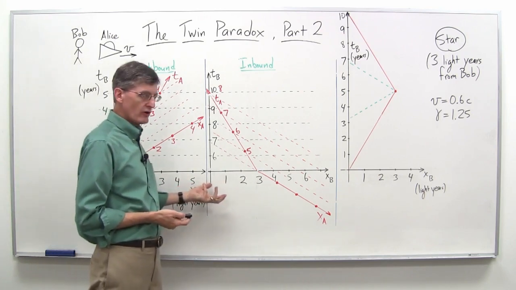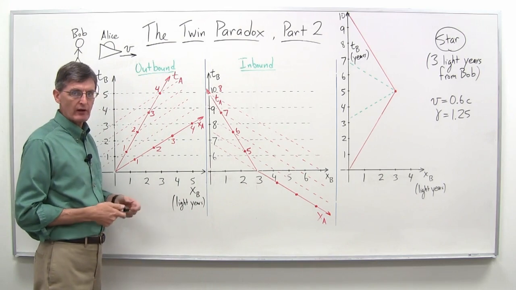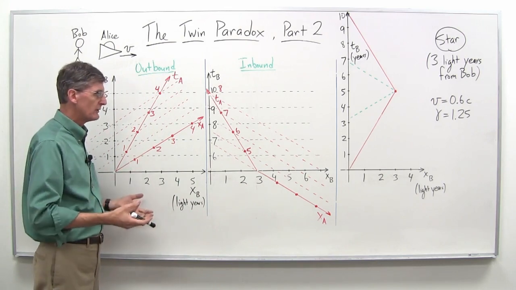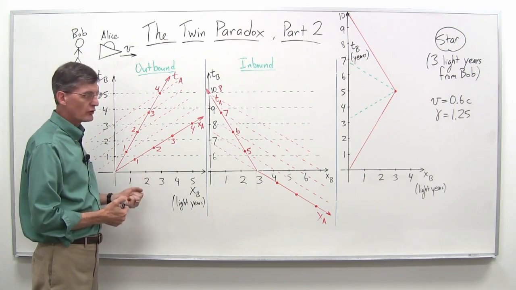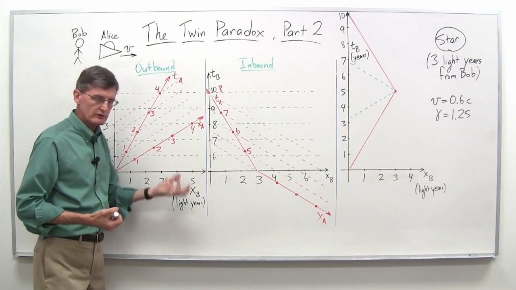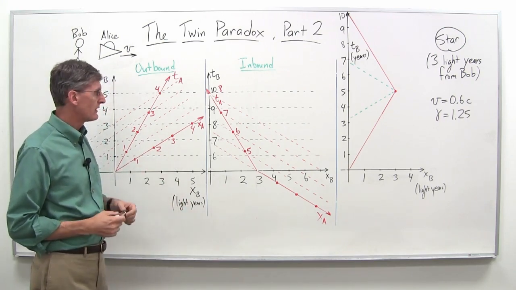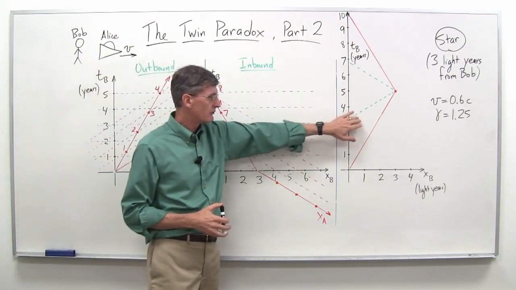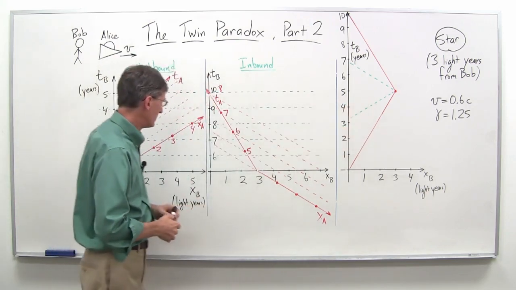The question, though, again, is where does that extra time for Bob go? Because Alice sees Bob's clocks running more slowly than her clocks, and therefore she should think, shouldn't Bob be younger when I get back? Well, here's the key thing, and we've tried to bring it out with these dots here, the green dashed lines. Let's take a look at that.